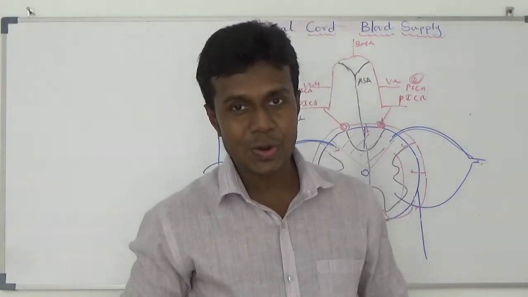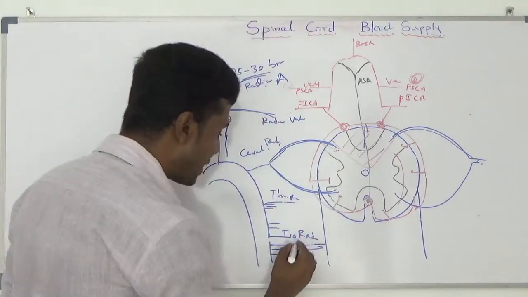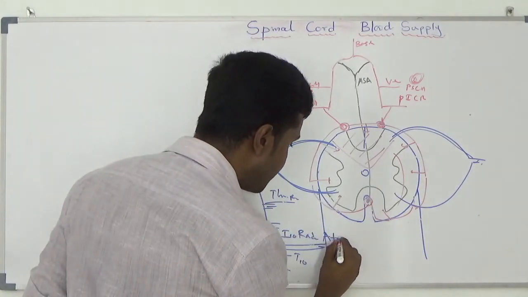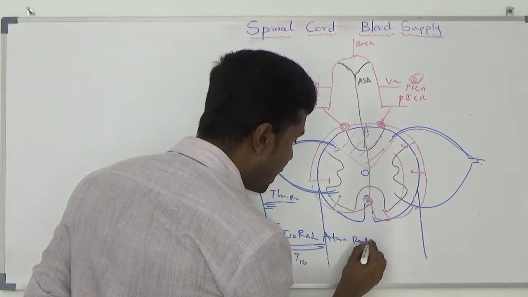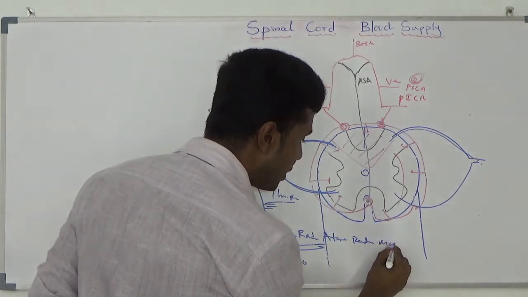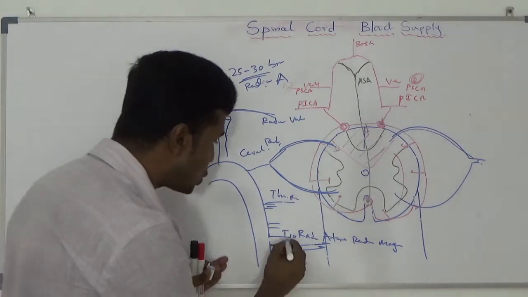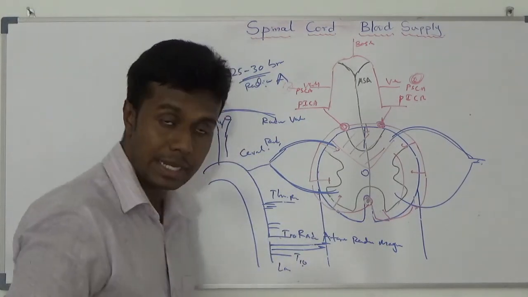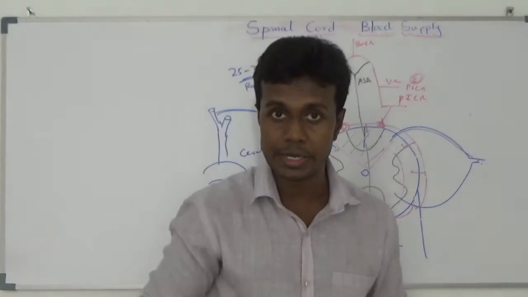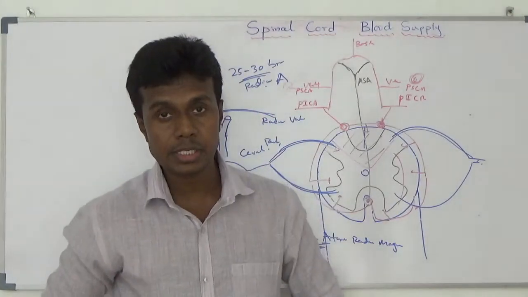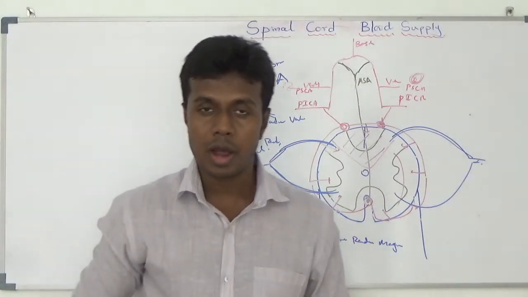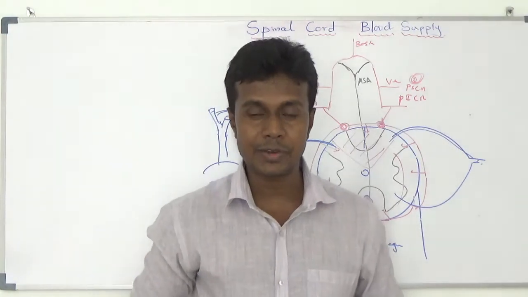Arteria radicularis magna is the name of that one. The largest artery which is going to supply your spinal cord, usually at the level of T10 to T11. Arteria radicularis magna, or the artery of Adamkiewicz.